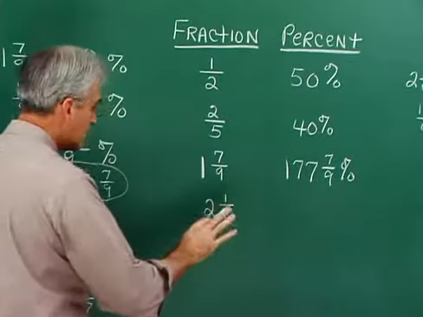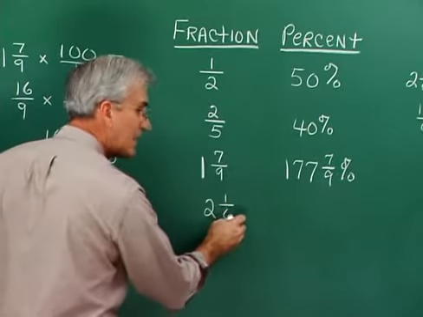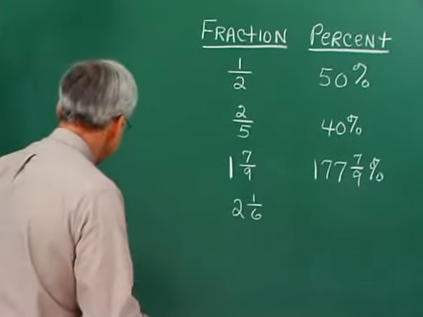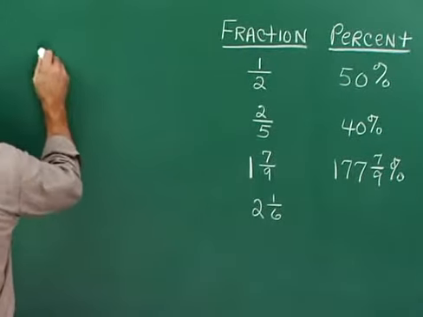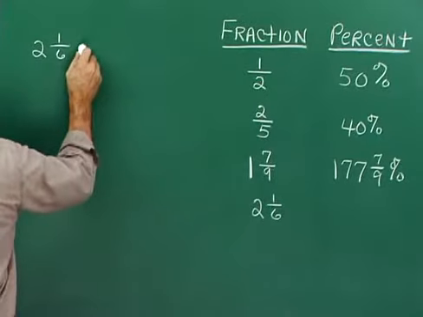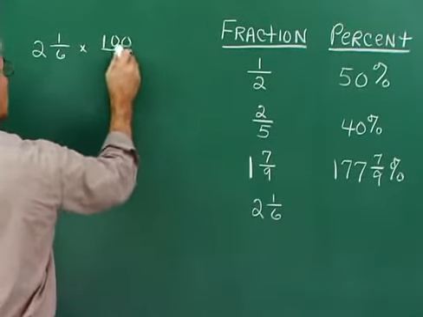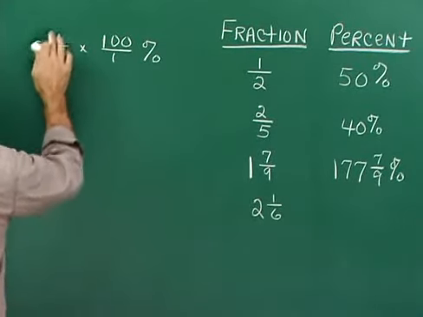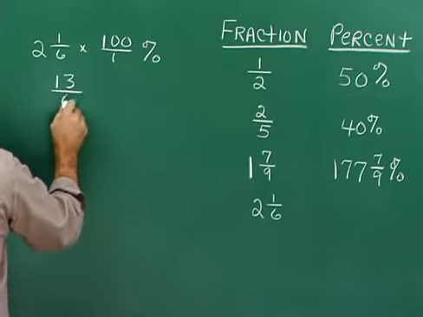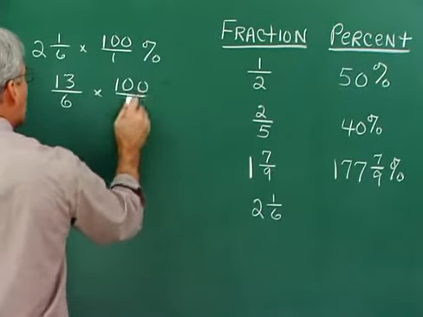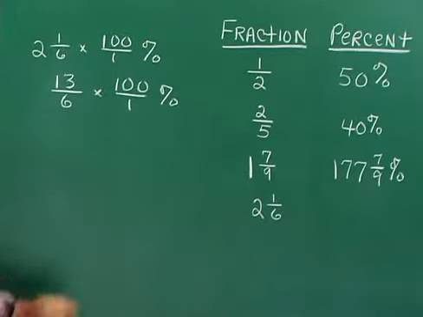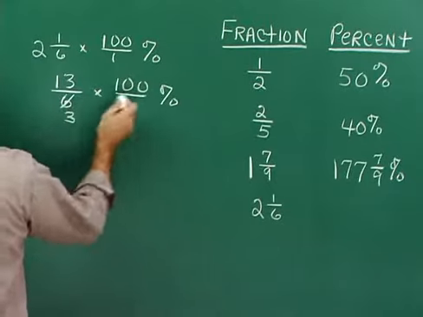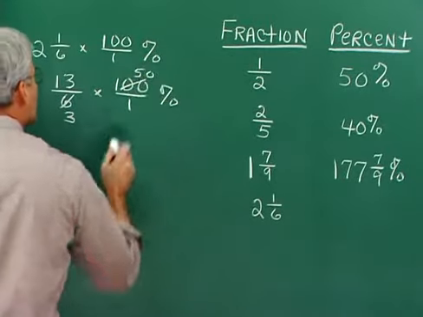2 1/6, same idea. It is 2 1/6 times 100%. Let's do that over here as well. So it's 2 1/6 times 100%. We'll think of 100 as 100 over 1 for multiplication purposes. 6 times 2, 12, and 1, 13. So we have 13 over 6 times 100 over 1%. And now let's see. I see that both of these are even, so they're divisible by 2. 2 into 6 goes 3. 2 into 100 goes 50. Now let's go straight across.